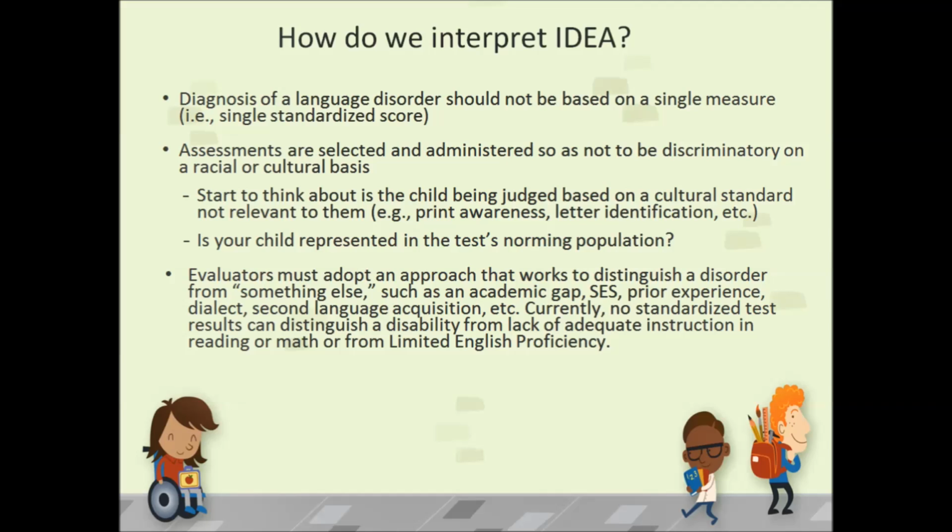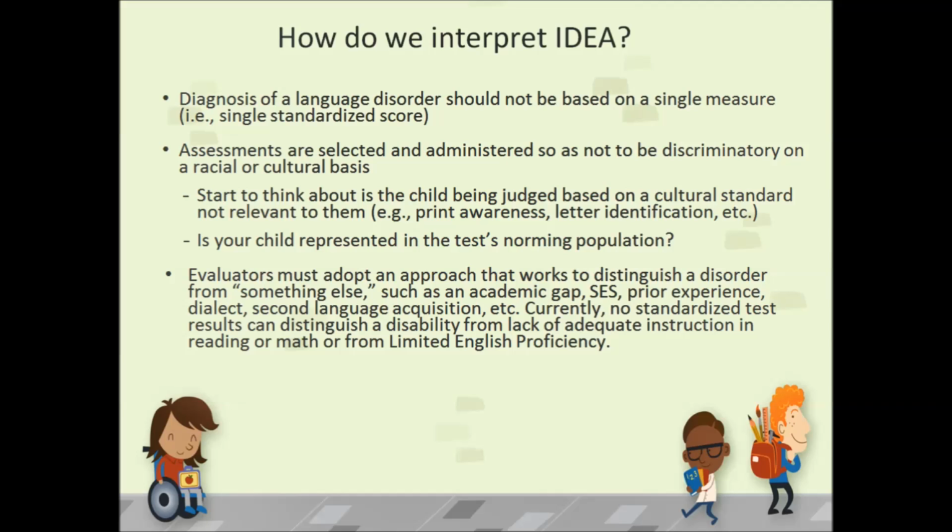Okay, so how do we interpret IDEA? What does that say to us as evaluators? We know that we shouldn't base our decision on one single standardized score. That can't give us the most information about our child. We should also think about if we're administering the assessment in a way that's biased towards that child. So we should think about, is that child being judged on a culturally based standard that is not relevant to them? Some children in their culture may not have a value for a known answer question such as "show me your nose." So if we're judging them based on that concept, that would be biased towards that child.